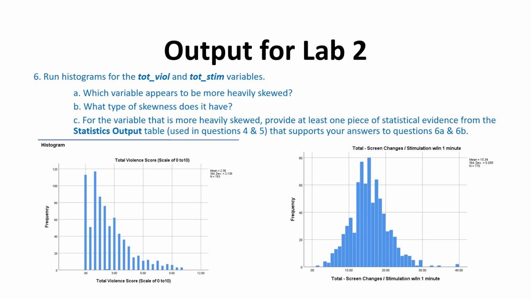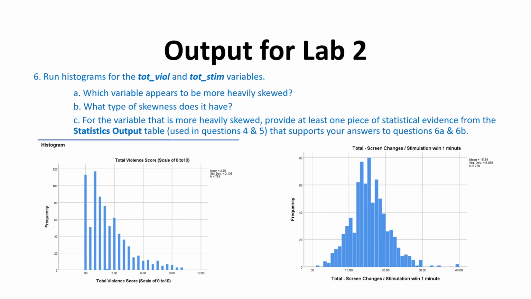And then you have three sub-questions to answer. So looking at these, and thinking back to our previous lecture about skewness and shape, you should get an idea of what type of skewness you see in each one of these histograms. And then one of them appears to have a little bit more skew than the other, at least just visually. So that's what I'm asking in 6A. Which variable appears to be more heavily skewed? Is it the total violence variable, or is it the total screen changes variable? And then the follow-up is, what type of skewness does that particular one have? Does it have positive skewness or does it have negative skewness?